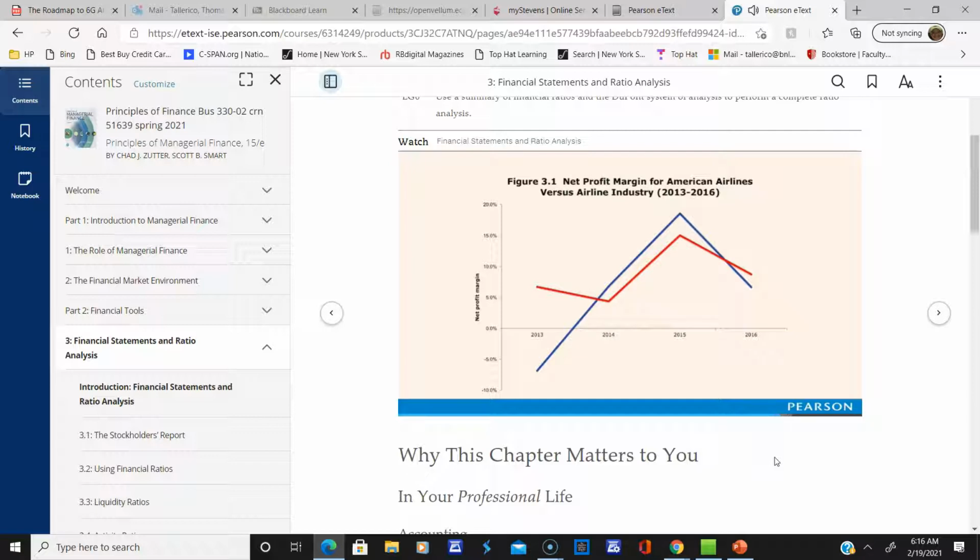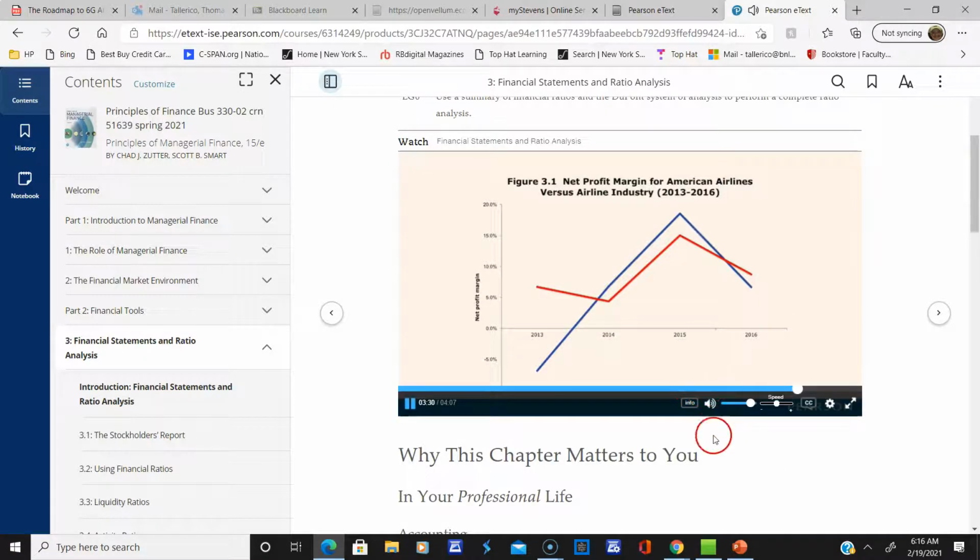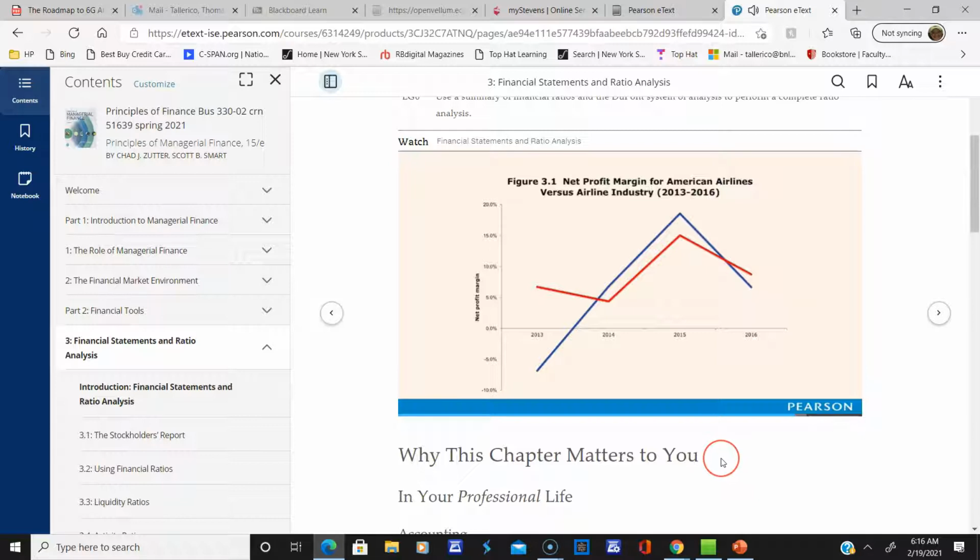Here again, American's profitability, relative to the industry average, shows no obvious trend. American earned a higher net profit margin than the industry in 2014 and 15, but it lagged the industry in 2013 and 2016. So the story here is that American's profitability is more or less typical for the industry. That might be a little surprising in light of the fact that American is the world's largest airline.